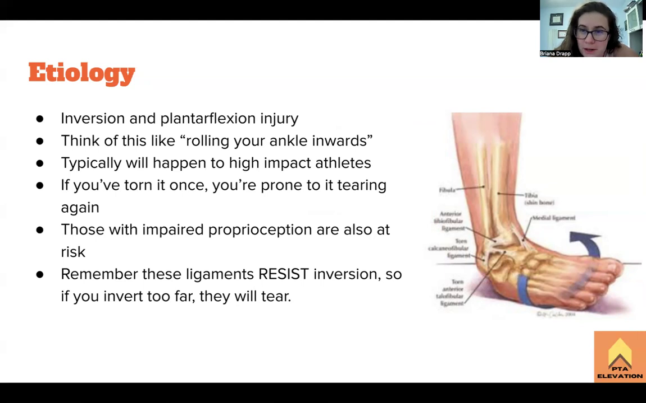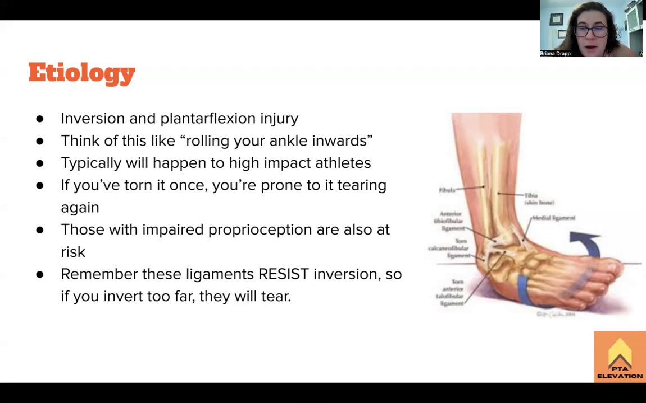So inversion and plantar flexion injury is going to be the most common mechanism of injury, specifically for tearing your anterior talofibular ligament, your ATFL. If you have any sort of inversion though, those other structures, especially your CFL, are definitely at risk. So yeah, rolling your ankle inwards is the mechanism of injury.